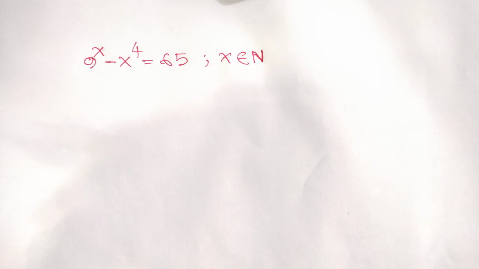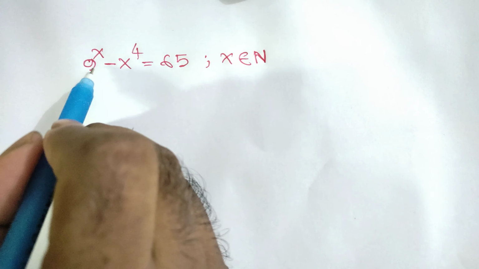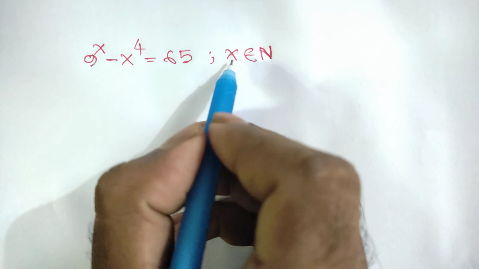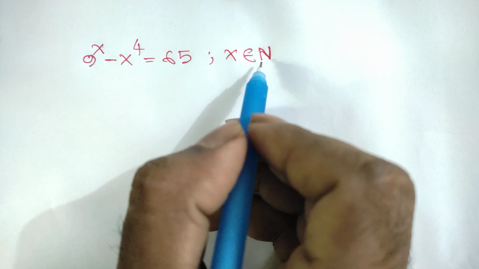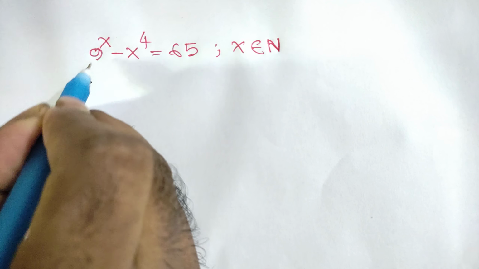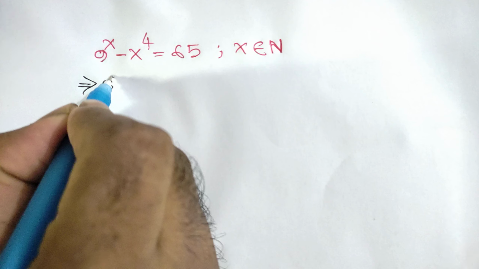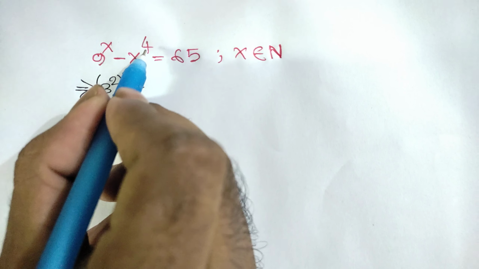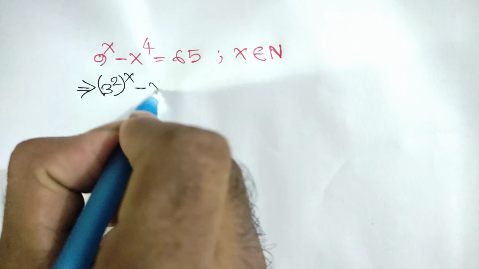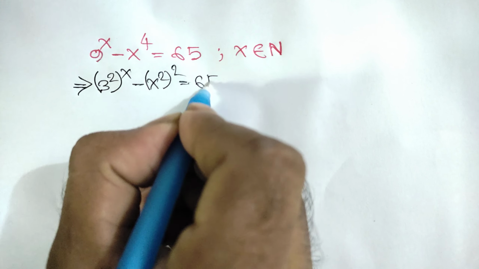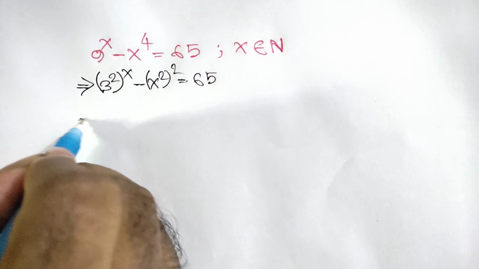In this video I am going to show how to find the value of x where 9 to the power x minus 4 to the power x is equal to 65. Here x belongs to natural numbers. Okay, 9 can be written as 3 squared, and 4 can be written as 2 squared. So we can write (3 squared) to the power x minus (2 squared) to the power x is equal to 65.